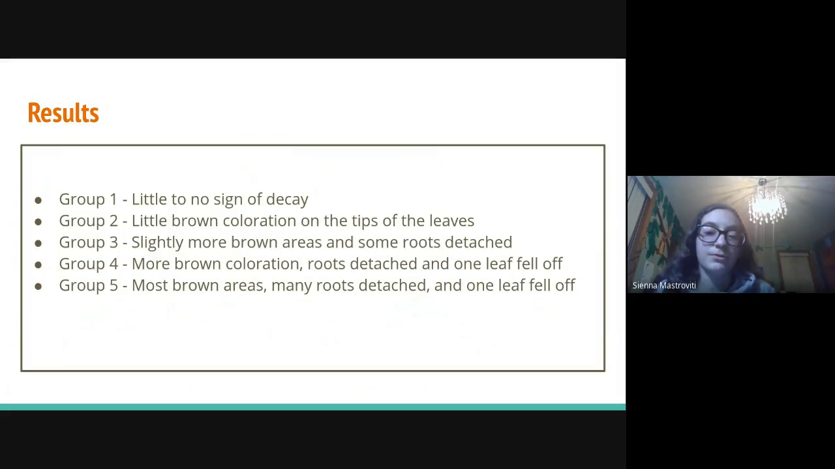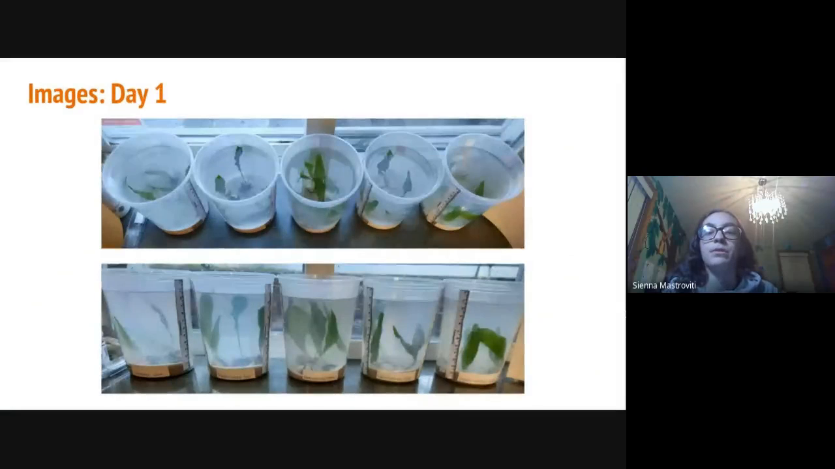Finally, Group 5 experienced the most decay. It had the most brown areas and many roots detached from the plant. One leaf also fell off. Here are some pictures from day 1 of the experiment. We can see that all plants look healthy and no oil was added yet.